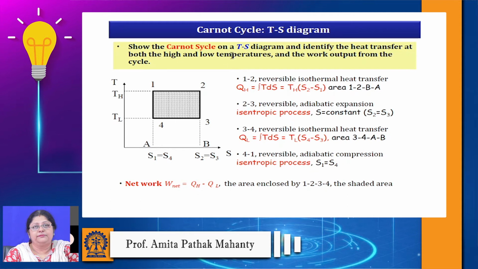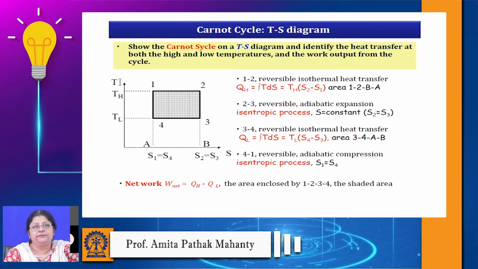Suppose I take the Carnot engine, I want to draw a TS diagram. So far we have only done the PV diagram. Now what happens if I transform the scale to TS for a Carnot cycle? Show for a Carnot cycle on a TS diagram, and identify the heat transfer at both high and low temperatures and the work output from the cycle. This is a question I've asked. You find out the work output from the cycle, you identify the amount of heat transferred at the high temperature and the low temperature. So let us see what happens.